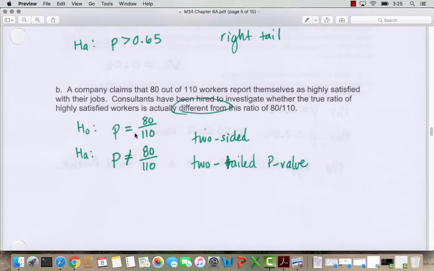inequality. So the null hypothesis always has equality, so we say the proportion is equal to 80 over 110. And remember, this proportion is our population proportion, the whole parameter value. And then our alternative hypothesis is that the proportion is not equal to 80 over 110. So this is a two-tailed p-value, or we could say it's a two-sided normal distribution, because it could be that people are less satisfied or they could be more satisfied. We won't know until we investigate with a hypothesis.